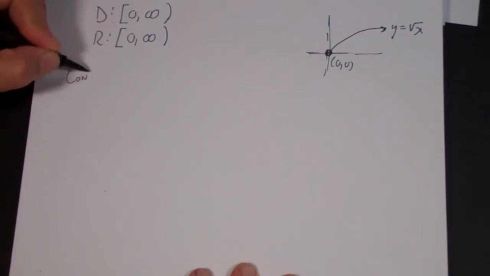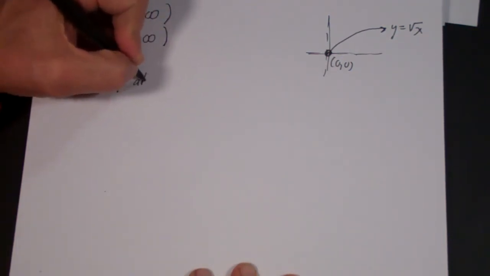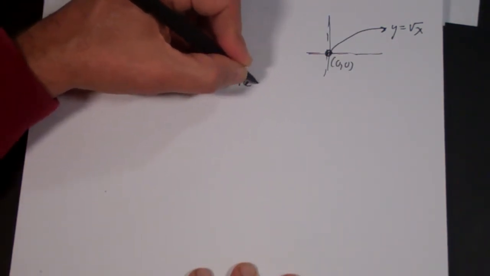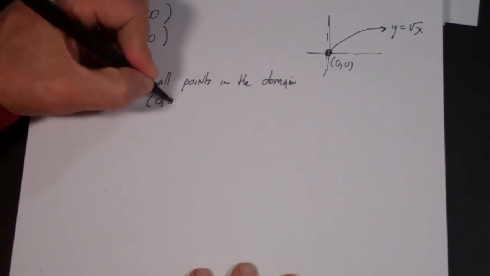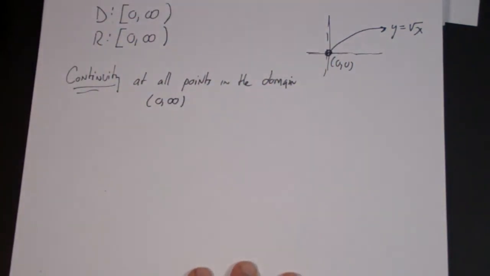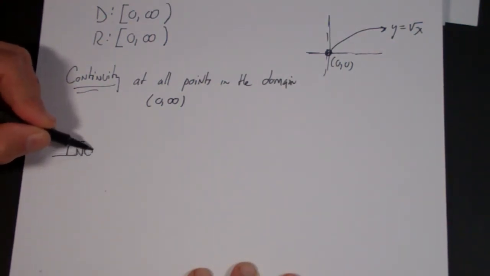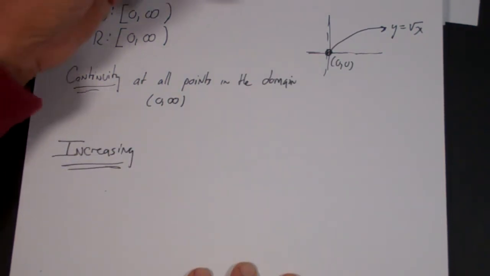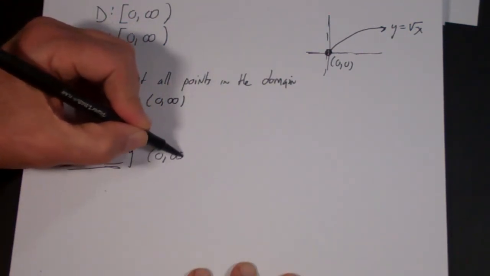Now continuity has to do with whether or not the function is continuous, or there are points of discontinuity, and that's continuous at all points in the domain. Or sometimes they'll say it's continuous from 0 to infinity. It means the same thing. Increasing or decreasing, so this is increasing at all points in the domain, right? Because y equals square root of x is always increasing. Another way to say it is increasing from 0 to infinity.